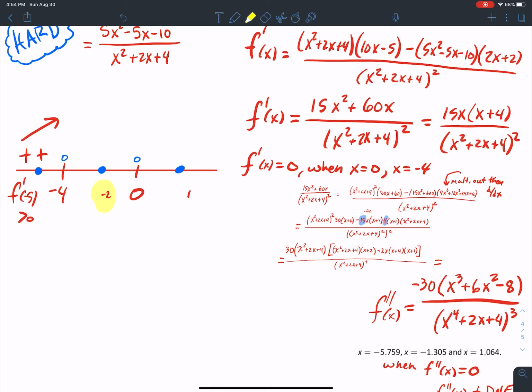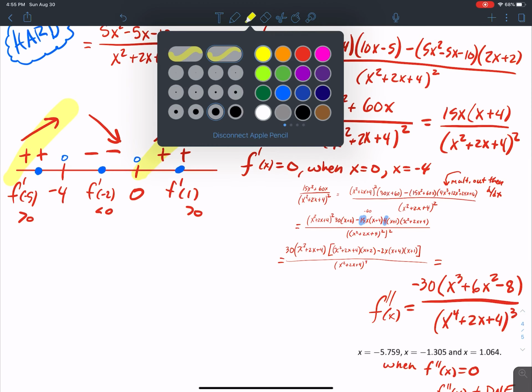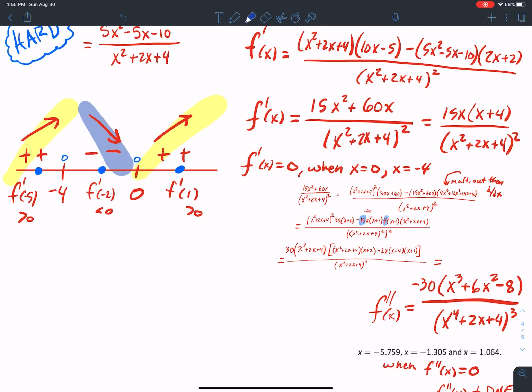Now -2 is a little bit different. -2 here makes that a negative. Here is a positive. So a negative and a positive make a negative. Negative in the numerator, positive in the denominator makes a negative. So this is negative, decreasing here. So increasing, decreasing. Ooh, that looks promising for a maximum. And then this last one, I'm going to plug in 1. If I plug in 1, I get a positive, a positive, a positive, which makes a positive. So I'm increasing. So increasing, increasing, and then decreasing on that interval.